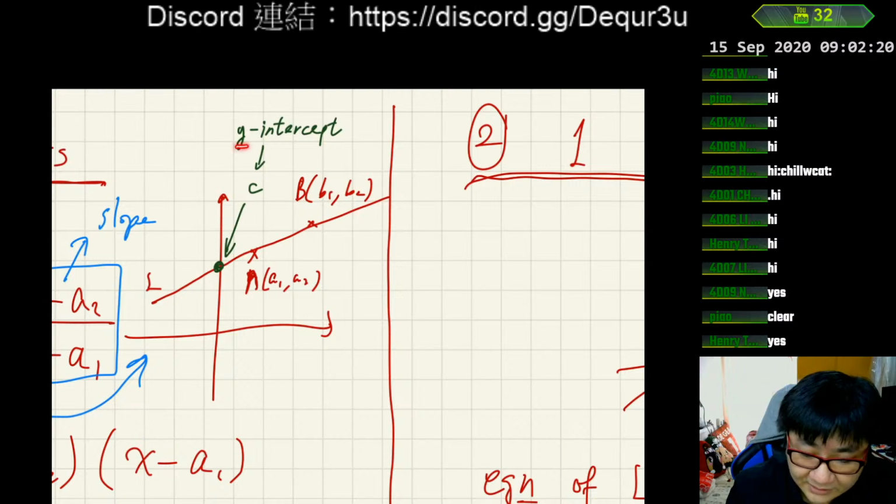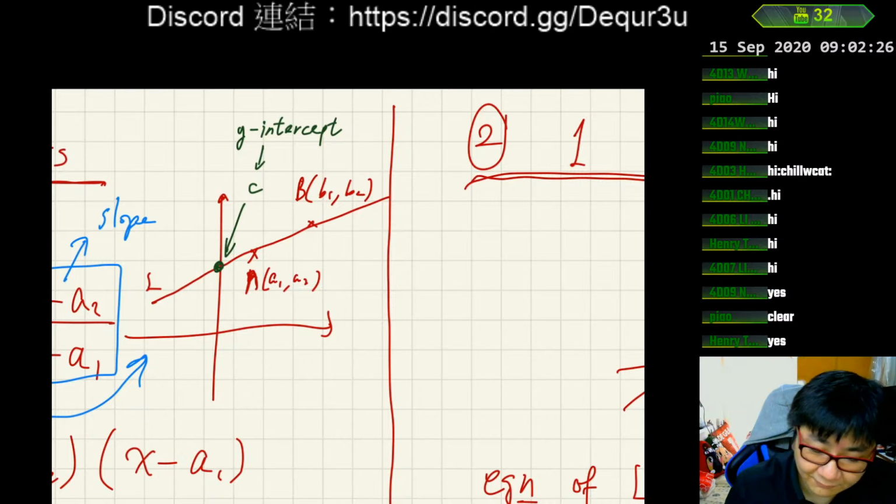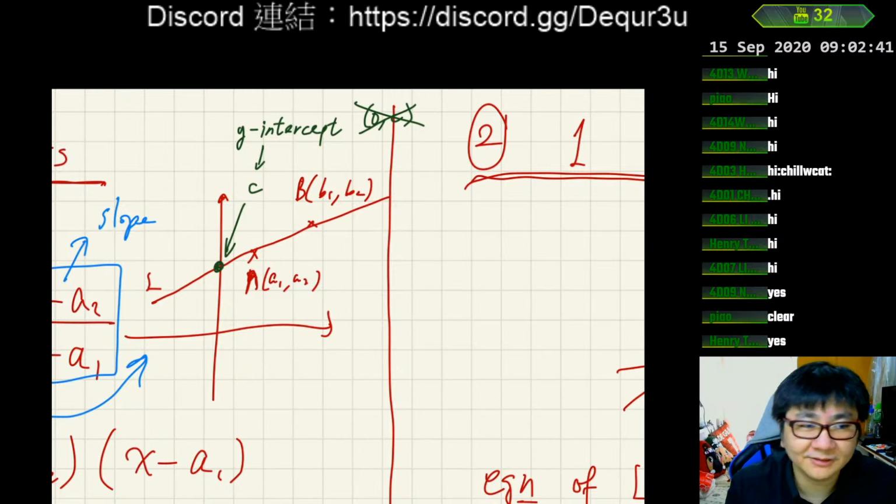That the y-intercept is a number. It is not a coordinate, or it is not a point. And therefore, when you are asked about the y-intercept of the straight line, then you just give me c, and you don't give me 0, c. Okay, don't give me this one. The y-intercept is just a number. It is not a coordinate of points.